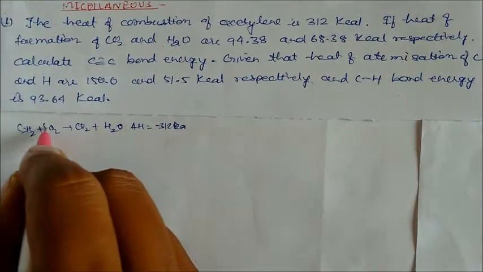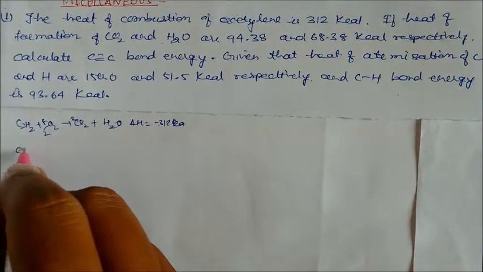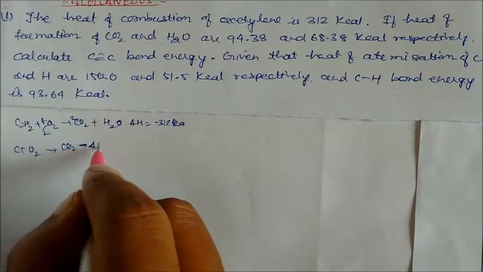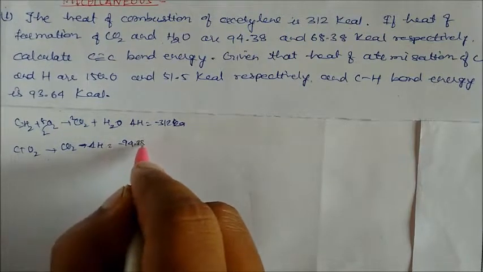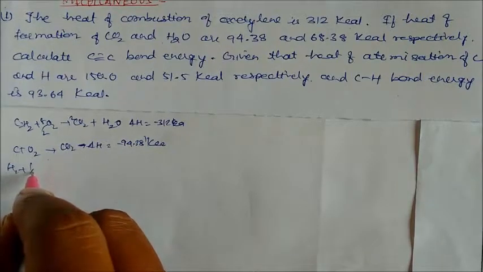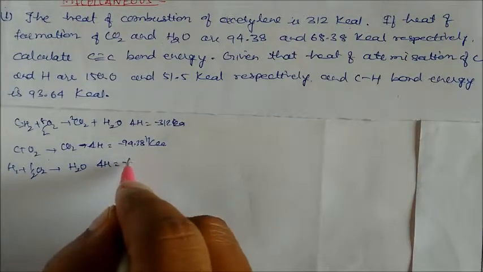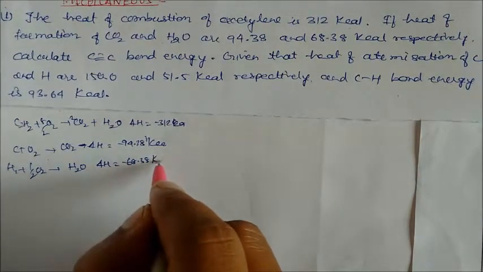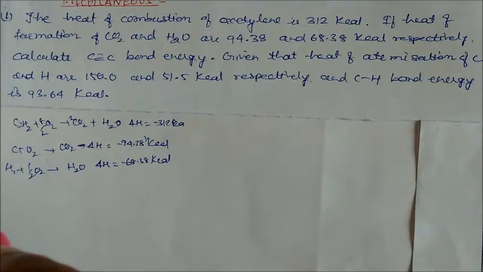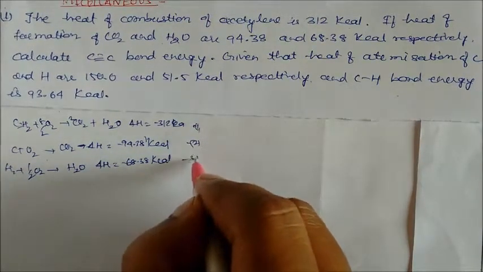Here you just divide it, 5 by 2 O2, to balance it. Similarly, the heat of formation of carbon dioxide is given here, C plus O2 gives CO2, and delta H will be minus 94.38 kilocalorie. For water also it is given: H2 plus half O2 gives you H2O. Again delta H is minus 68.38 kilocalorie. So this is equation number 1, this is equation number 2, and this is equation number 3.